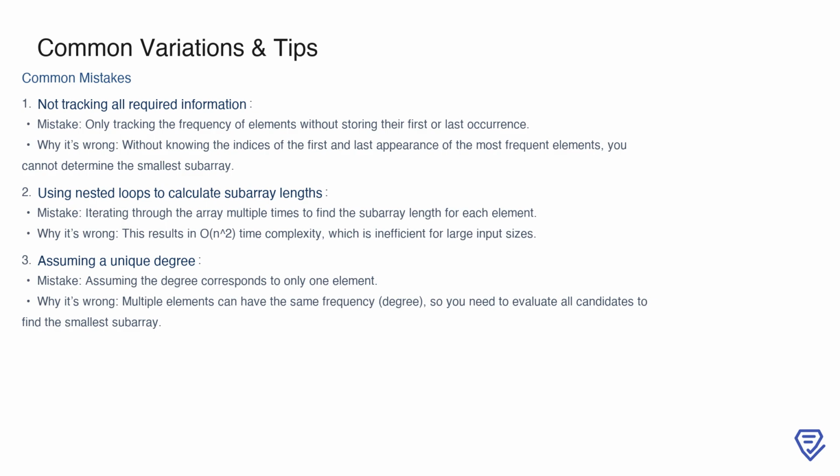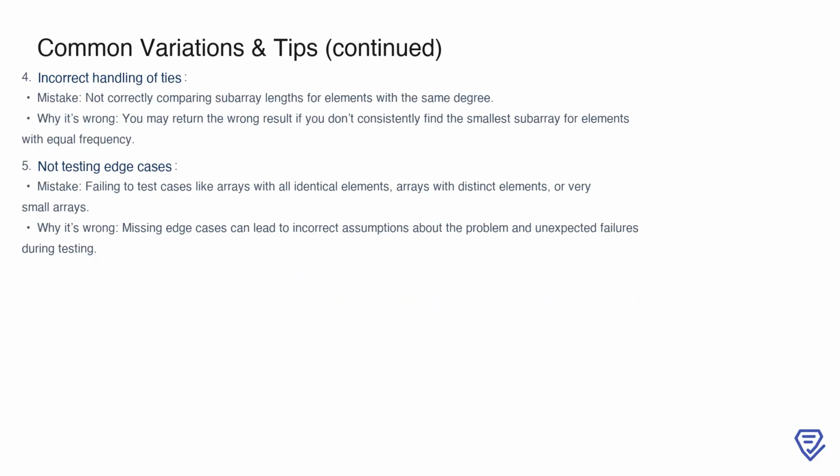Another mistake is relying on nested loops to calculate subarray lengths. This leads to an inefficient O(n²) time complexity, which can be too slow for larger inputs. Finally, some may assume that the degree of the array corresponds to just one element, but multiple elements can share the same degree. It's important to evaluate all of these candidates to ensure you find the smallest subarray that satisfies the condition. Now, let's consider additional pitfalls.